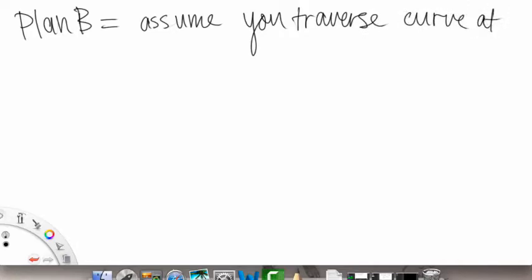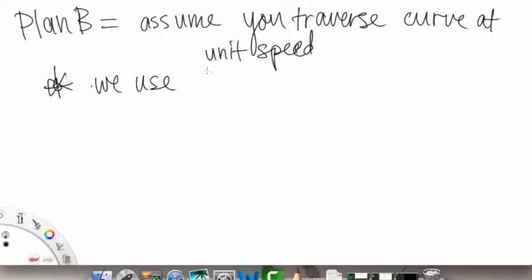at unit speed. Okay, this should ring a bell, right? Unit meaning 1, and speed meaning the magnitude of the velocity vector. This means that we use s instead. This means we use s for arc length as our parameter.